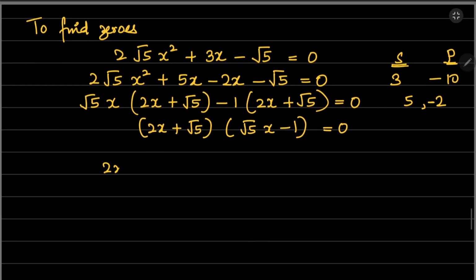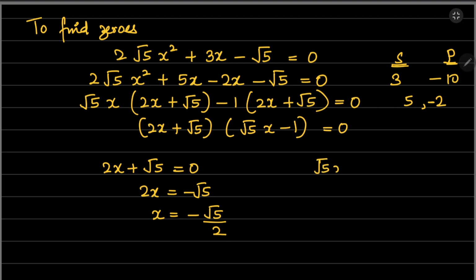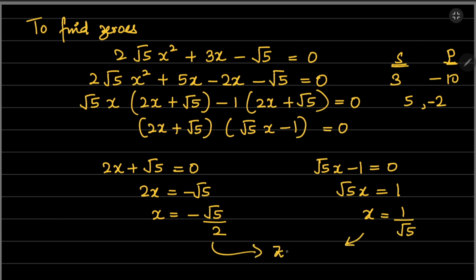So you can either equate 2x plus root 5 equal to 0 or 2x equal to minus root 5 or x is equal to minus root 5 by 2 is one of the zeros, and root 5x minus 1 equal to 0, which is root 5x is equal to 1 or x is equal to 1 by root 5. These two values are the zeros of the given polynomial.